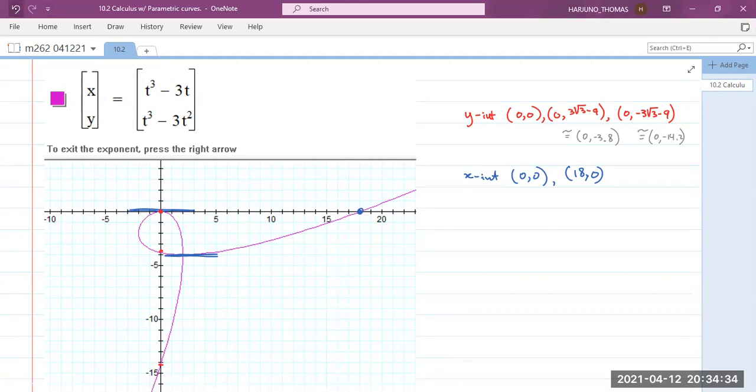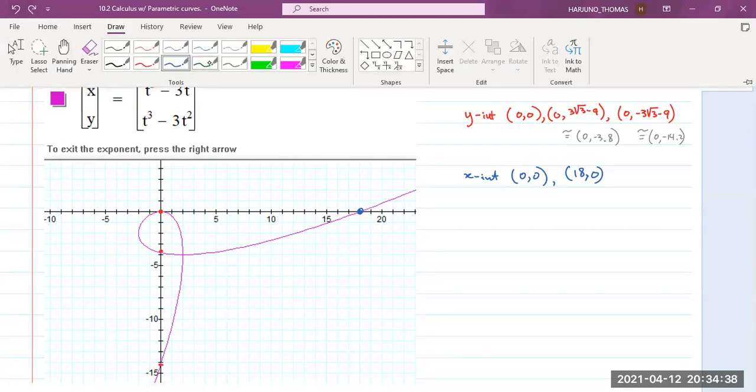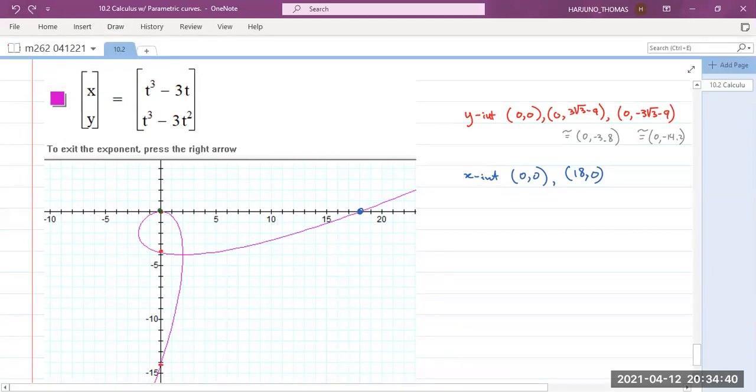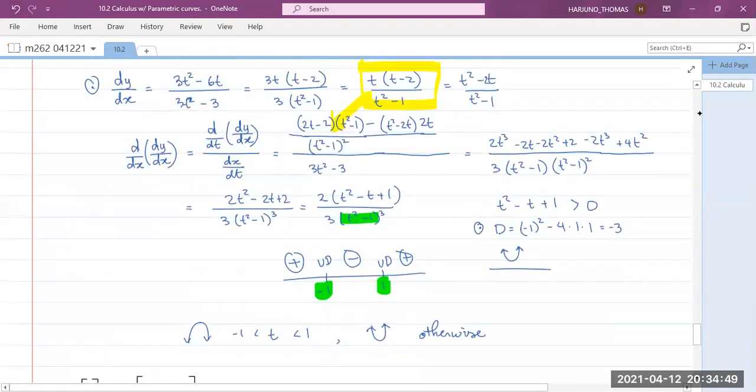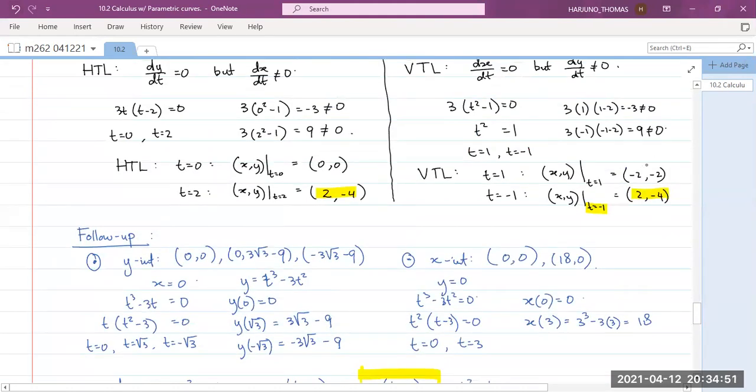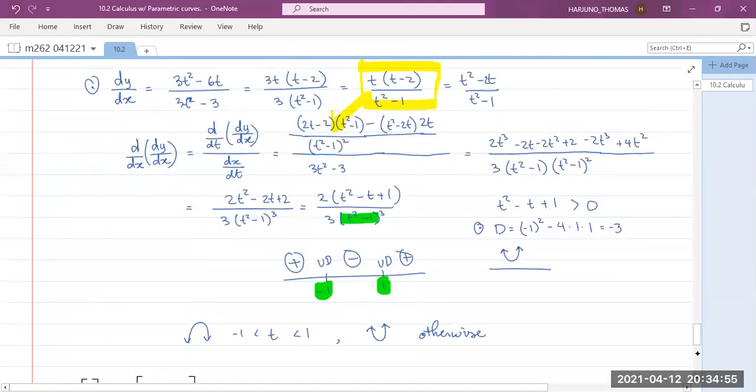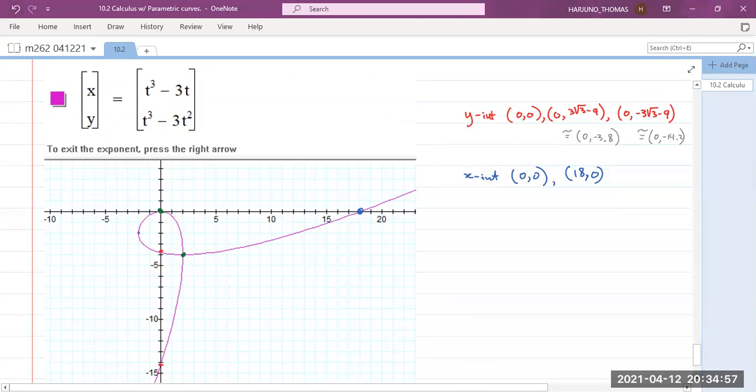Maybe I use the coordinates instead to point it out. Let me use this. So 0, 0, and 2, negative 4. How about the vertical tangent line, at what coordinate? Negative 2, negative 2, and 2, negative 4 again.